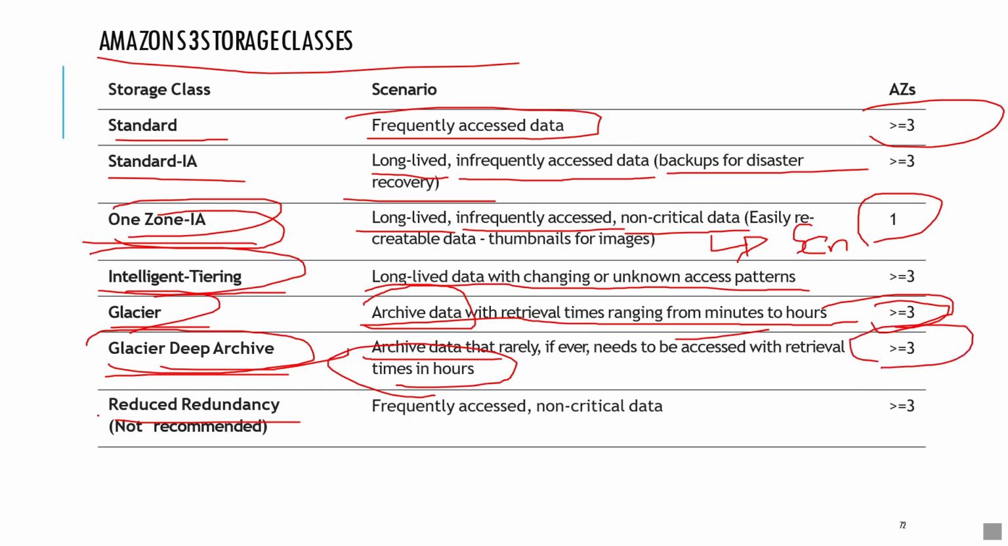And the last one is Reduced Redundancy. It is not recommended by AWS, so we can use it when we want to access our data very frequently. That is non-critical data, which is nothing but data which does not contain any sensitive information. Then we can go for Reduced Redundancy.